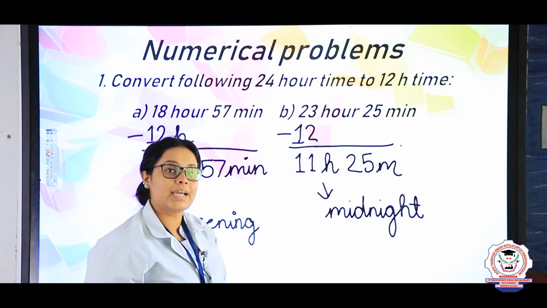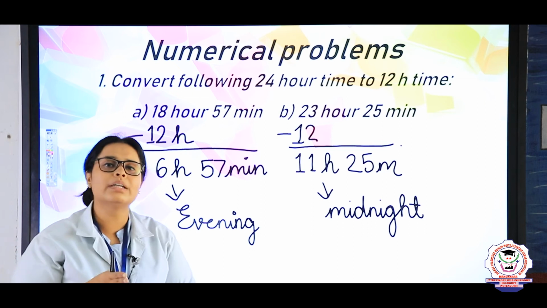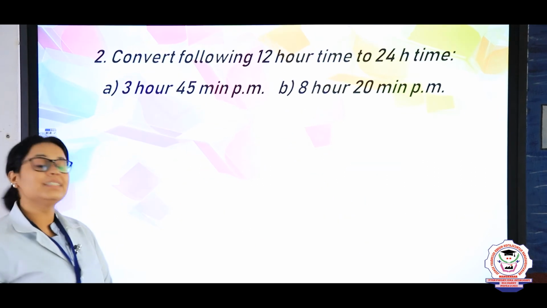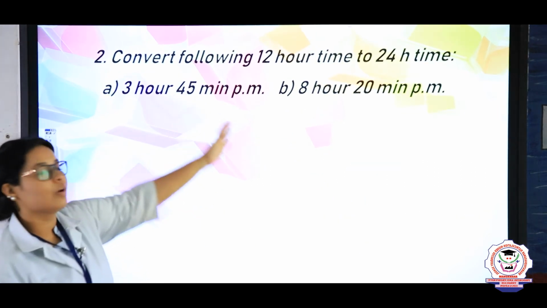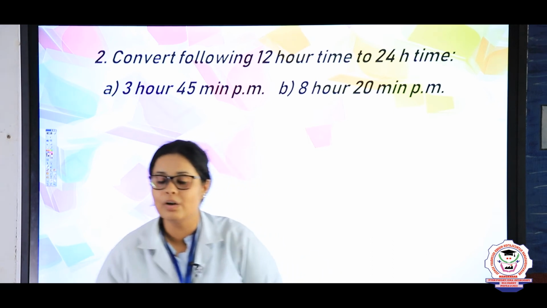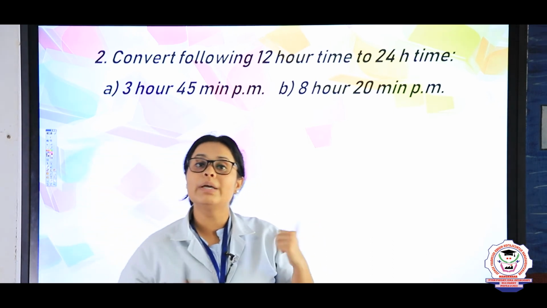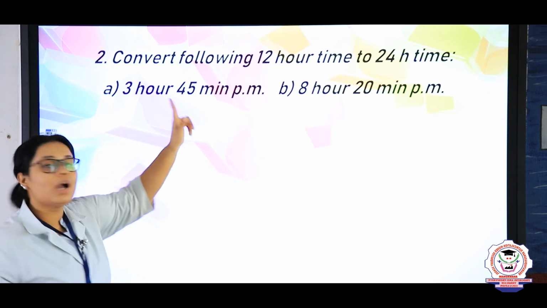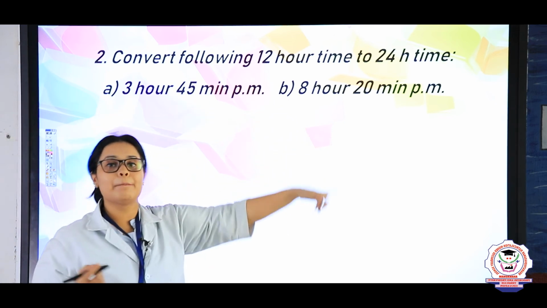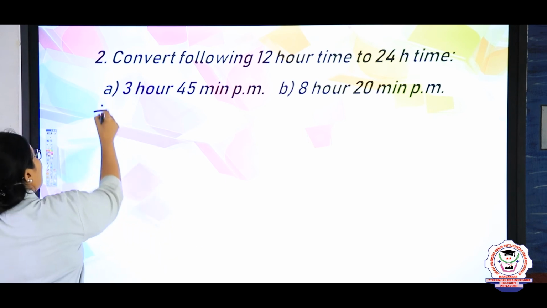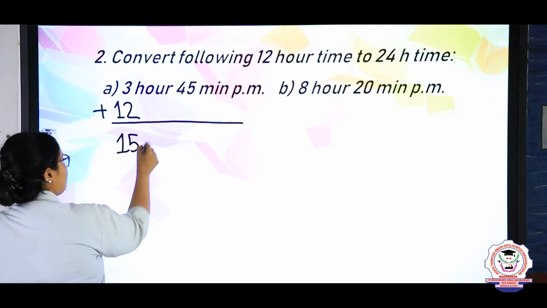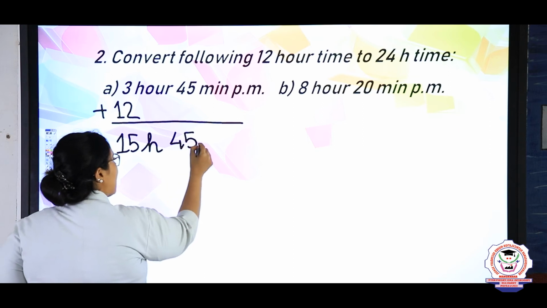In the same way, for example, if they give you a time like 1 o'clock in the afternoon, what will it be in a 24-hour clock? So students, now let's see how to do the calculation to convert a 12-hour clock into 24-hour time, right? I told you that whenever you want to convert from 24-hour to 12-hour, you have to subtract 12. But when you want to convert to 24-hour, you have to add 12. So here let's see 3 o'clock and 45 minutes PM. PM means evening time, right? Now when you add 12, 3 plus 12, how much, children? 3 plus 12 is 15 hours 45 minutes.